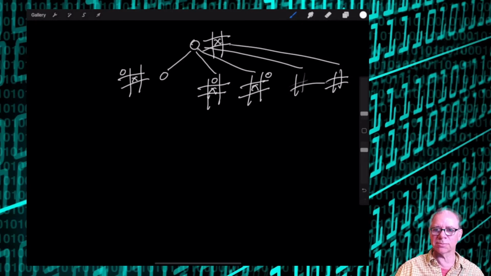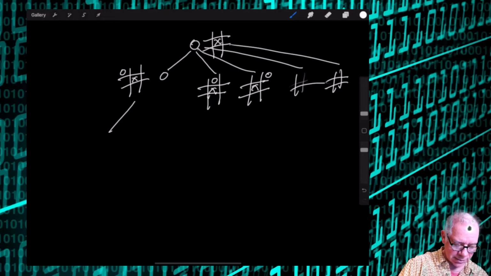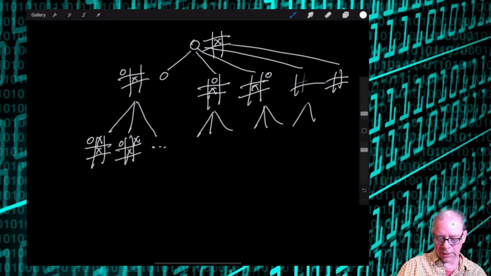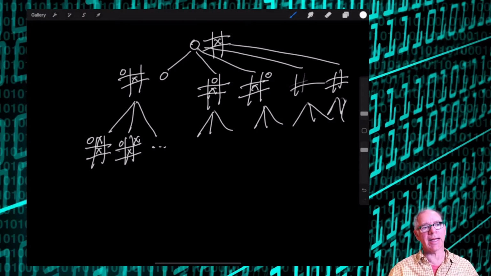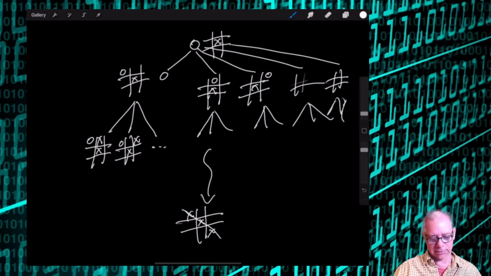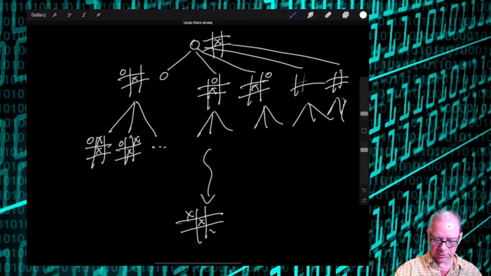But then for each of those boards, there are places that the X player can move. So it starts out with that, but then the X player could answer with that, or the X player could answer with that, etc. So you end up with this tree of possible moves. And at the very bottom of this tree, you come to a point where maybe one player has won, so you've found a win for one player or the other.